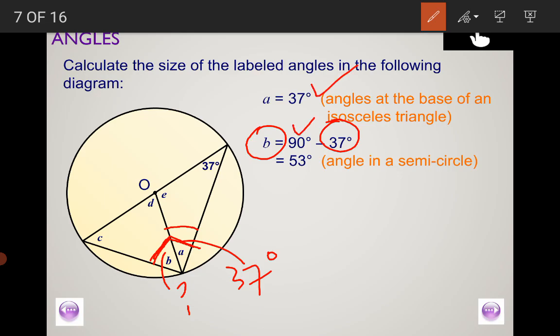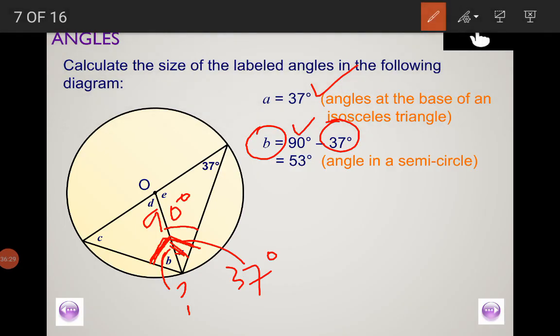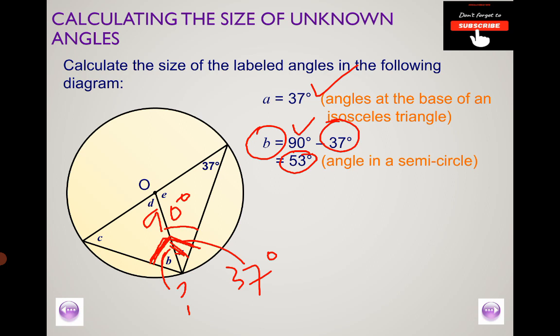Where are we getting 90 degrees from? From here, because we just proved that that angle is 90 degrees. So the whole of that is 90 degrees. So if we know this angle here, we can calculate angle B by subtracting 37 from 90. It will give us 53 degrees. Sorry, 53. 90 minus 37 is 53 degrees. I hope so far so good.